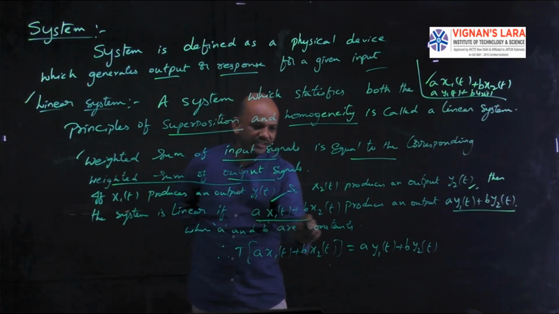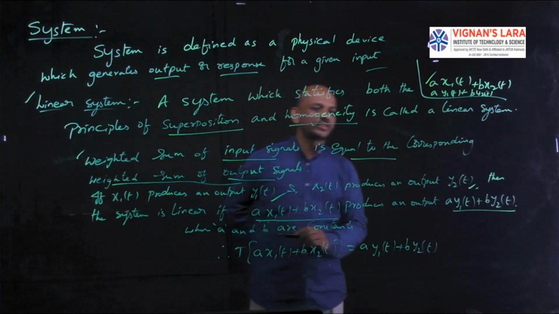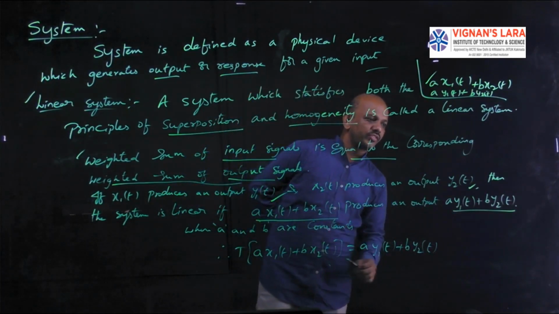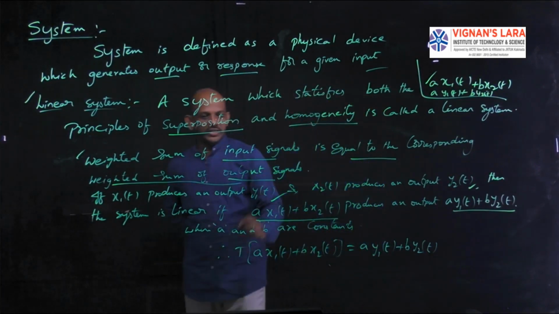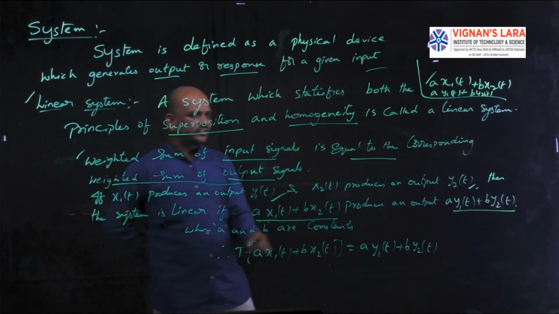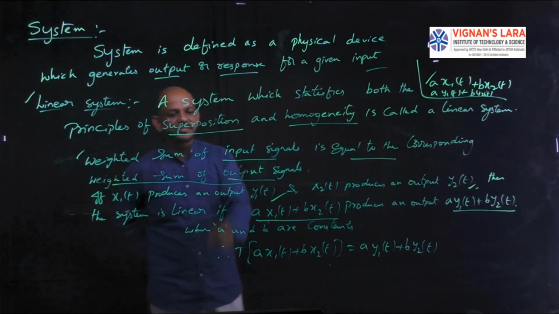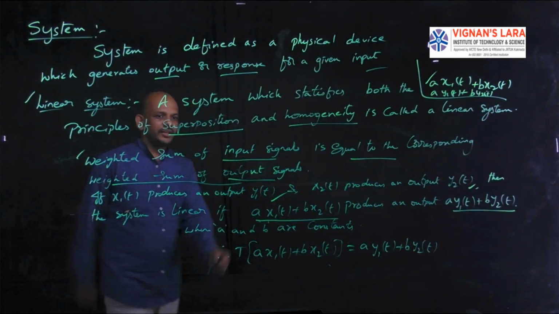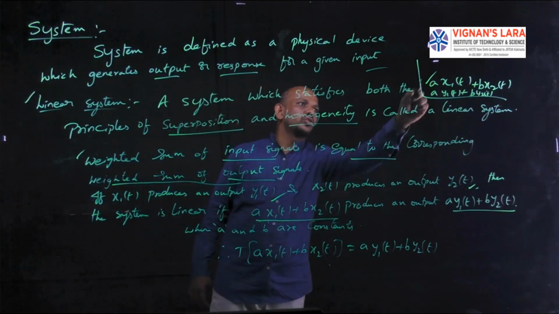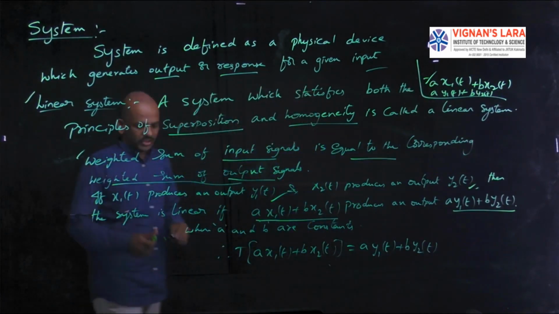So see here, the input is a into x1 of t plus b into x2 of t, and the output is a into y1 of t plus b into y2 of t. Here the weighted sum of inputs is producing a corresponding weighted sum of outputs. Then I can say the system is a linear system. Here a and b are nothing but constants.